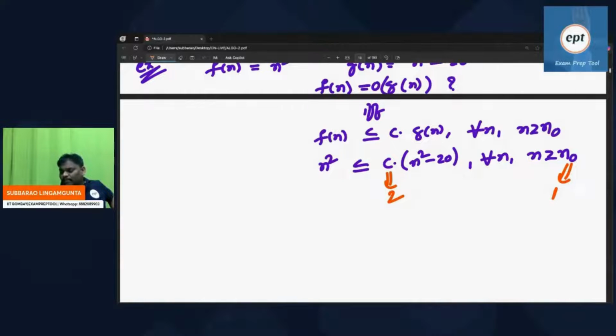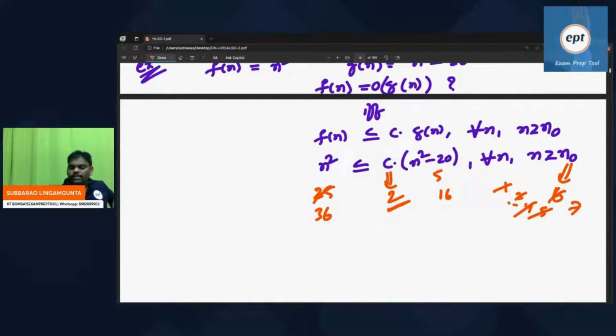Some people are asking, sir, what about 10? Let's check. Oh, there is a 2 also, sorry for this. Please be careful. 1 fails, 2 fails, 4 also fails. Let me check 5: left side is 25, right side is 25 minus 20, so 5, and 5 into 2 is 10. Anyhow fails. So 6: it is 36, right side is 36 minus 20, which is 16, and 16 into 2 is 32. So fail.